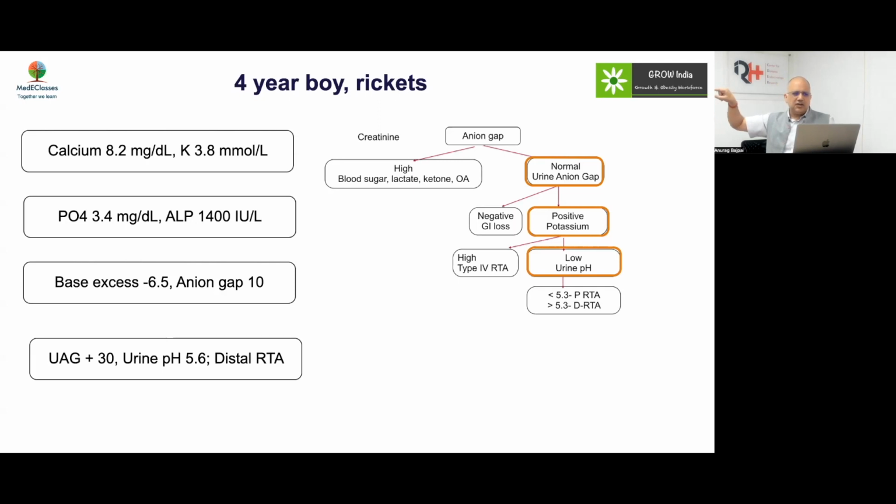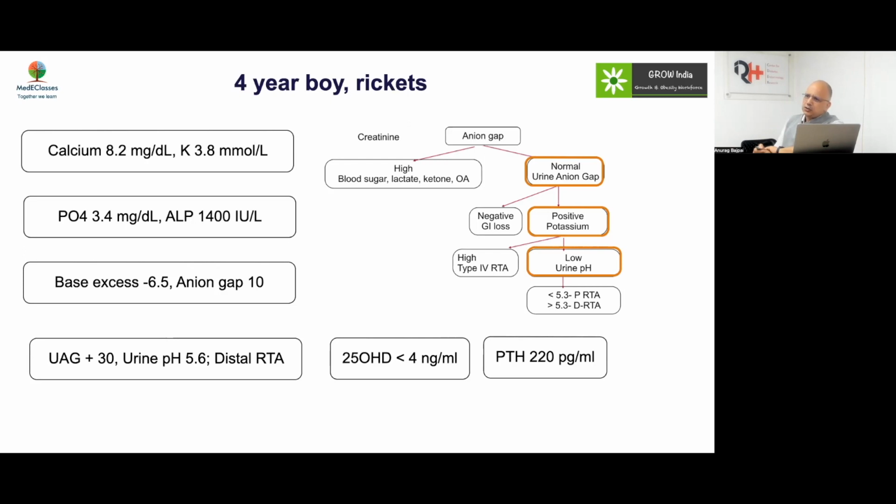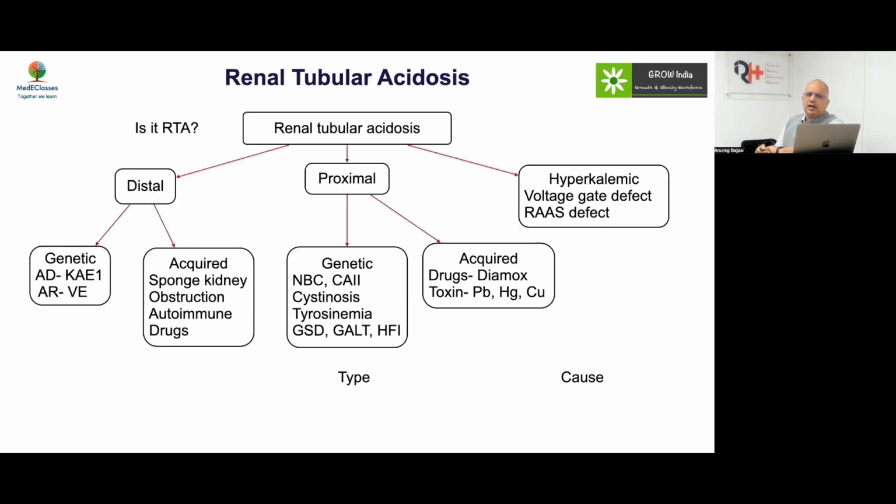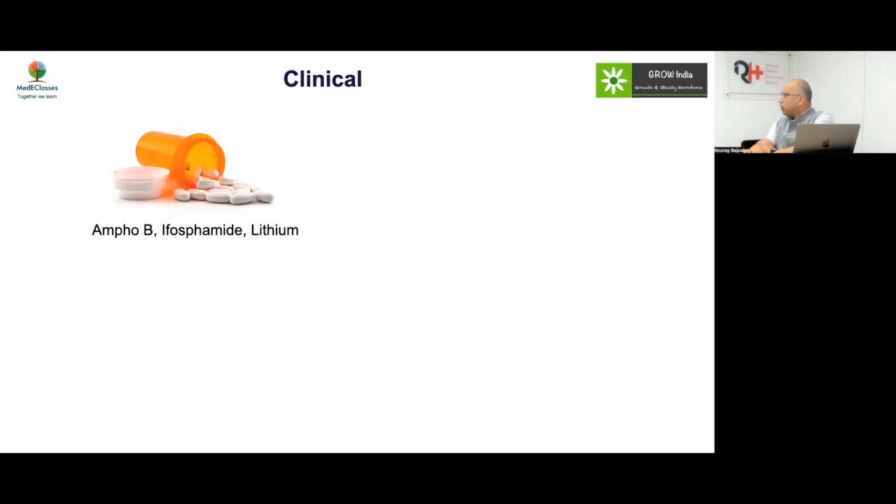If you have a pH and bicarbonate level which is mildly abnormal, I don't say that this is contributing to RTA. This is the effect of rickets rather than the cause of rickets. This is secondary hyperparathyroidism, and vitamin D should be done in this case, which was very, very significantly deficient. Now, once we know the type, we can then go about evaluation.